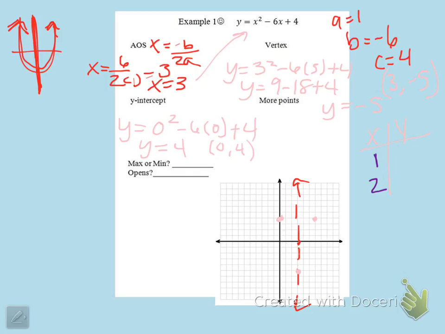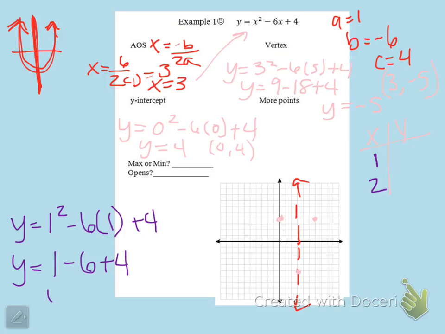Okay, so we're going to plug it into my equation. So y equals 1 squared minus 6 times 1 plus 4. Y equals 1 squared is 1. Negative 6 times 1 is negative 6 plus 4. So y equals 1 minus 6 is negative 5 plus 4 is negative 1. So my point then is 1, negative 1. So let's go 1, negative 1. Okay, that's 2 spots away from my dash line, so I can do 2 spots away from my dash line and get my next point.